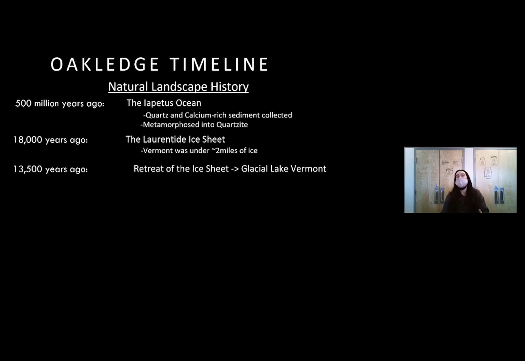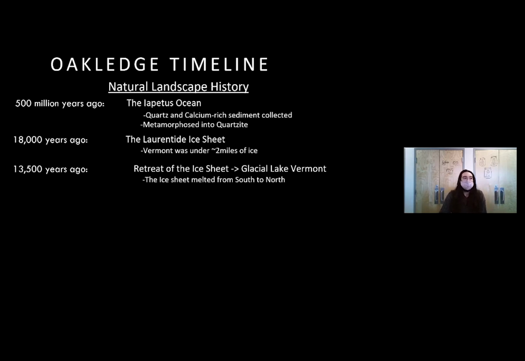And when I say retreat, I mean it melted on the southern margin. So basically, it was almost as if it was moving north as it retreated. The lower boundary was retreating north. And as it did that, there was a lot of water and glacial outwash that needed to go somewhere. So a lot of it filled the basins of New England.